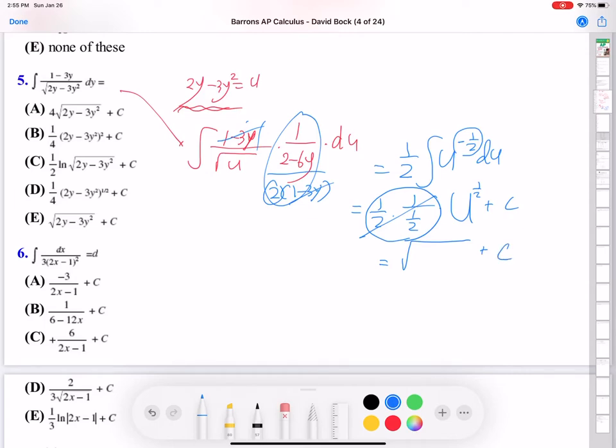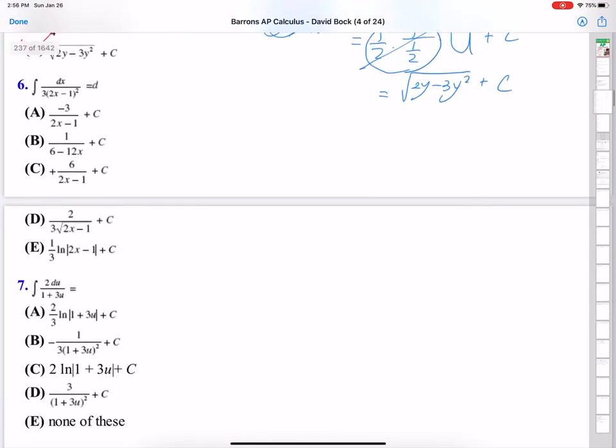And then what was u? u was 2y minus 3y squared. So which one is the answer? Square root of 2y minus 3y squared plus c is the answer, right? E is the answer. Next, number 6.